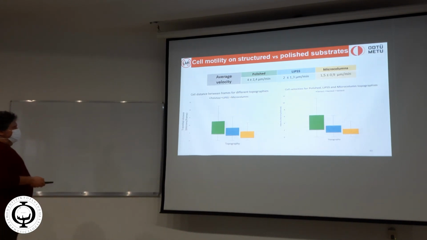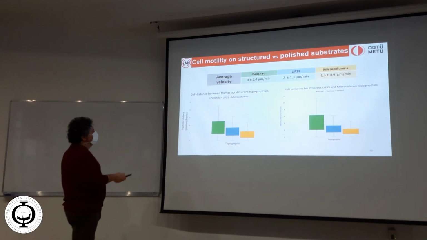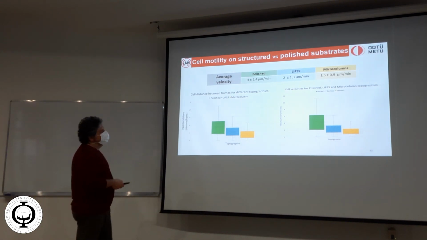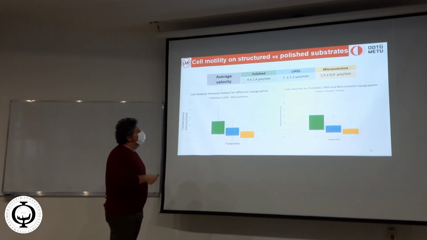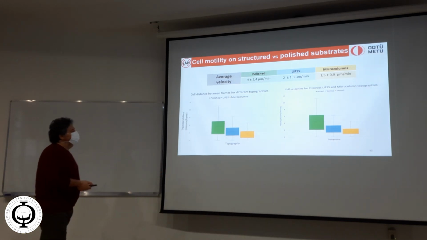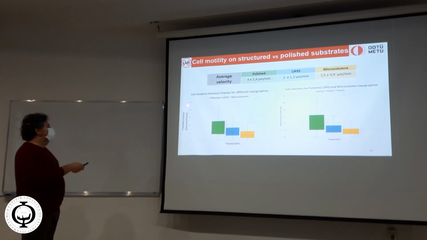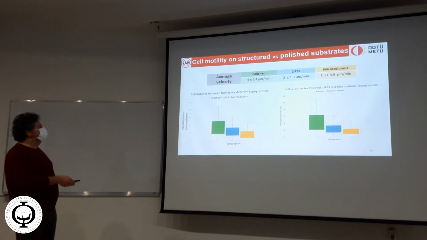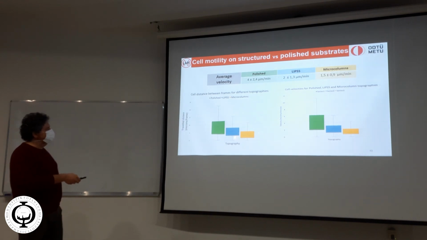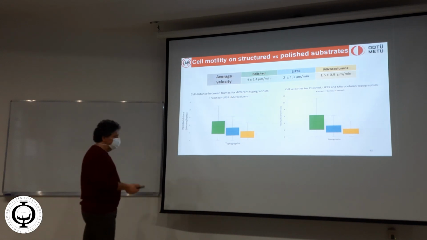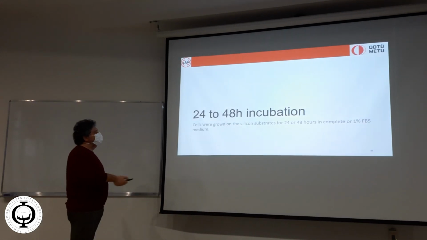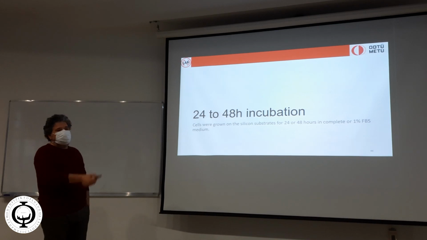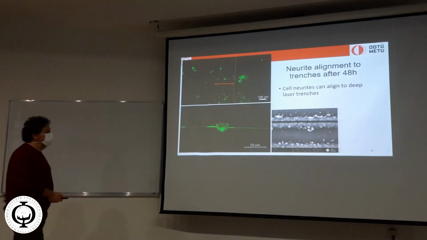And then come up with statistics on how, with which velocity they move on polished, on lips, and on microcolumns, etc. What is the average distance traveled by cells on each of the different kinds of topographies. You can repeat everything when they are fully mature. Okay, I'm not going to go into that detail.